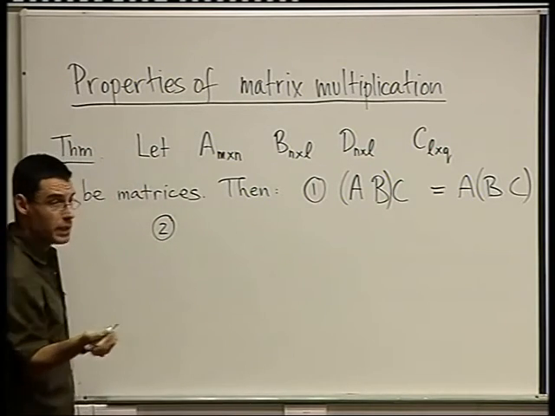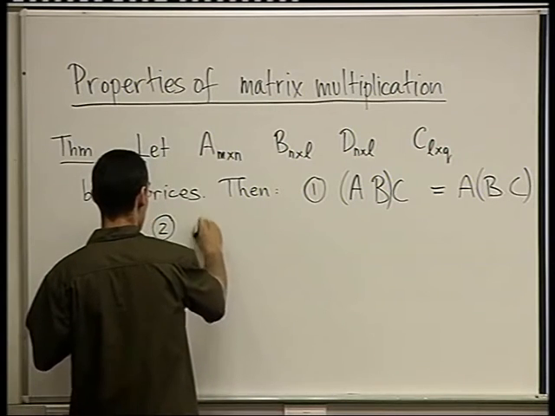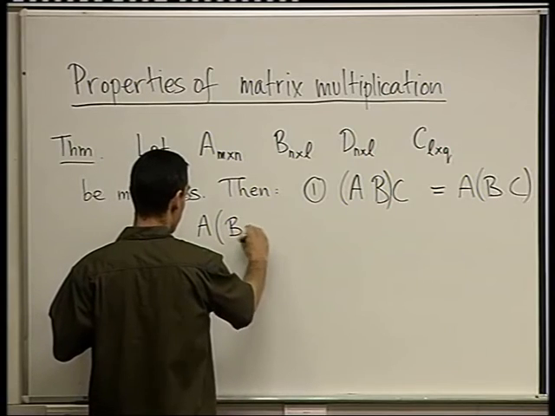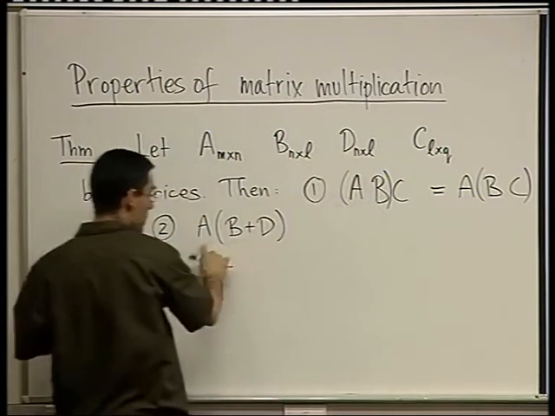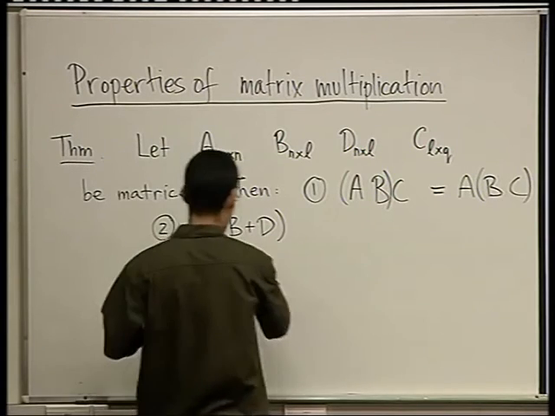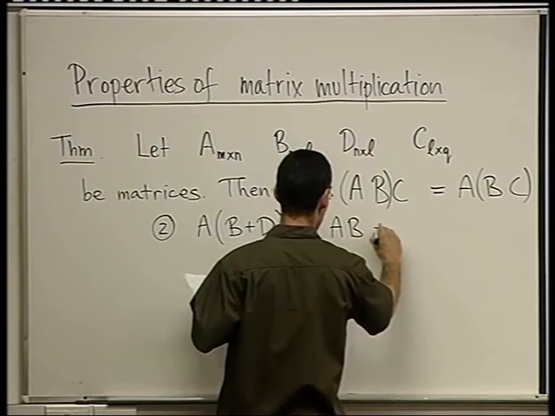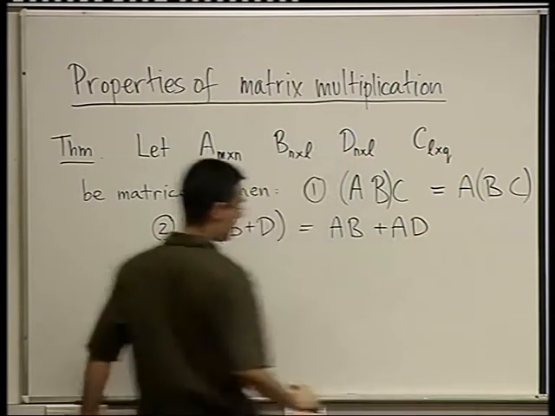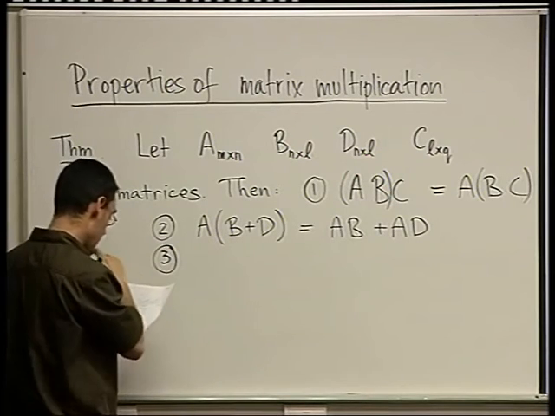Property number two, distributivity of matrix multiplication with respect to matrix addition. So if we take A and multiply it by B plus D, both B and D are n by L, so they can be multiplied with A on the left. That equals AB plus AD. So this is the distributivity with respect to addition.